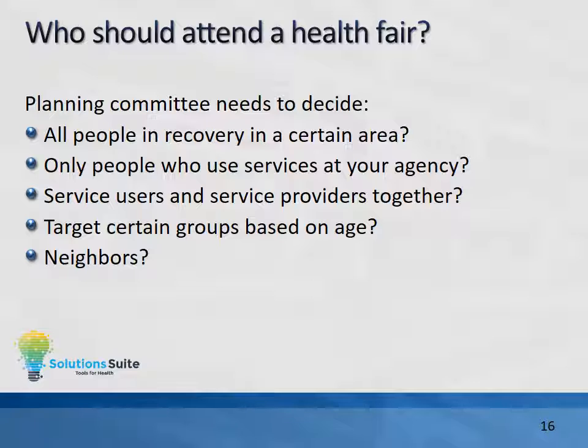For example, do you want to include all of the people in recovery in a certain geographic area? Do you want to limit the fair to people who use services at your agency? Do you want to invite both service users and service providers? Do you want to target certain groups like people over 50 or under 25? Maybe you want to open your health fair to an entire town or neighborhood, even if your primary aim is to support people in recovery.